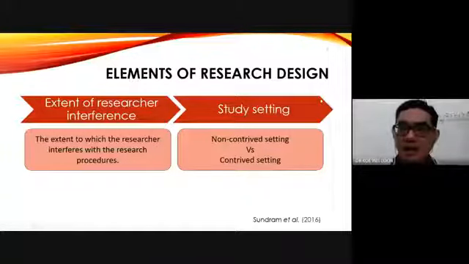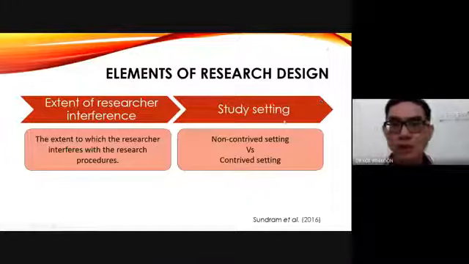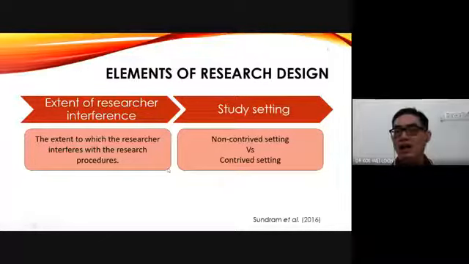The second one is study setting. Why do I put these 2 topics together? Because they are interrelated. They are supporting each other. So normally, if the extent of researcher interference is low, that means not much interference from the researcher, the study setting will be non-contrived. Non-contrived means you don't control the environment.